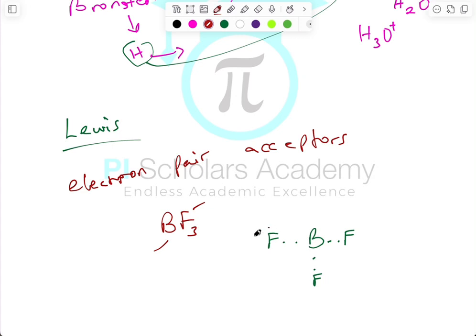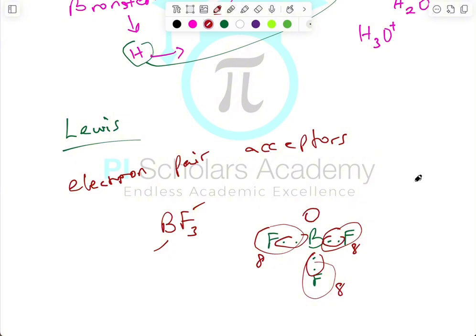So with each fluorine, you now have 8 electrons. But when you look at boron, how many electrons do you have altogether? You have 1, 2, 3, 4, 5, 6. So 6 electrons around boron. That implies that boron has not yet attained the octet structure. It is not yet complete, even though this sharing is taking place. Therefore, it has room to accept 2 more electrons.